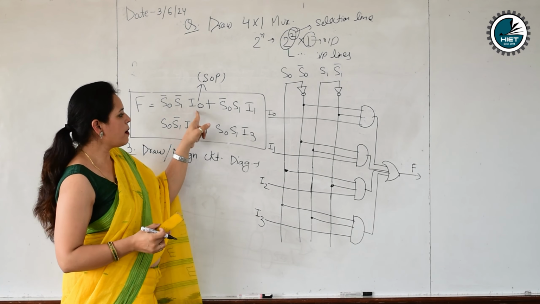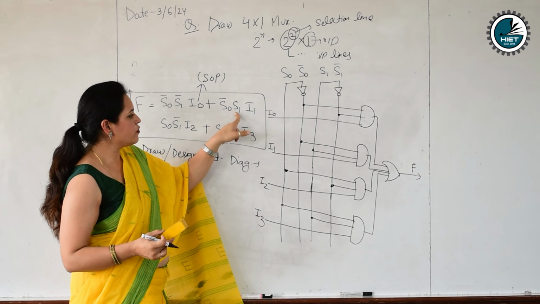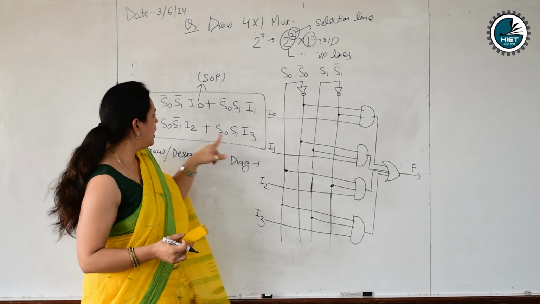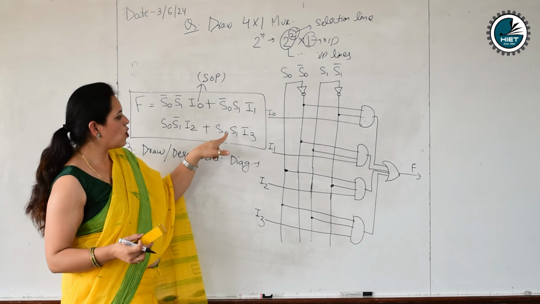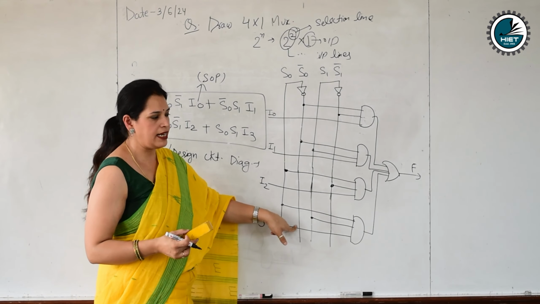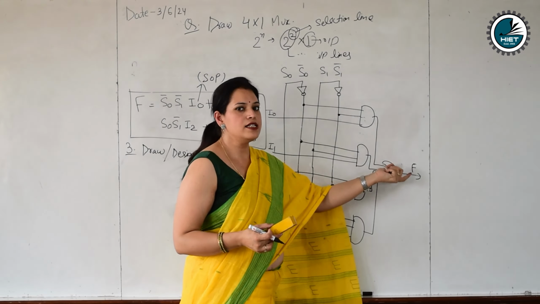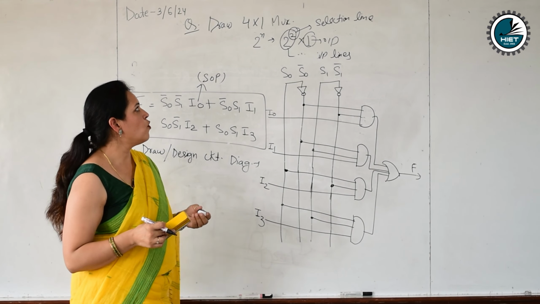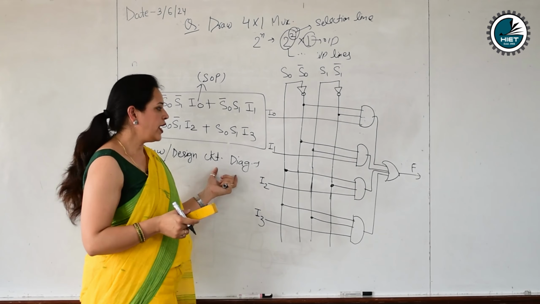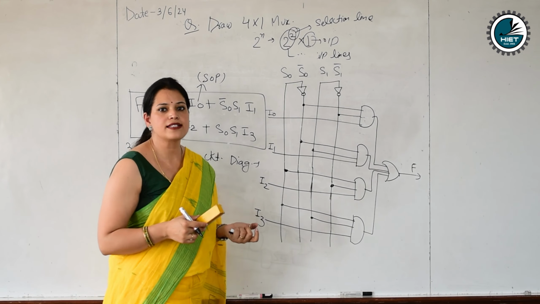S0 bar, S1 bar, I0 from this AND gate. S0 bar, S1, I1 from this AND gate. S0, S1 bar, I2 from this AND gate, and S0, S1, I3 from this AND gate. And this is the SOP form, so we have to use an OR gate here, and this is your final output F. So this is the drawing of the 4-into-1 multiplexer. Okay, enough for today, and after that we will discuss in the next lecture.